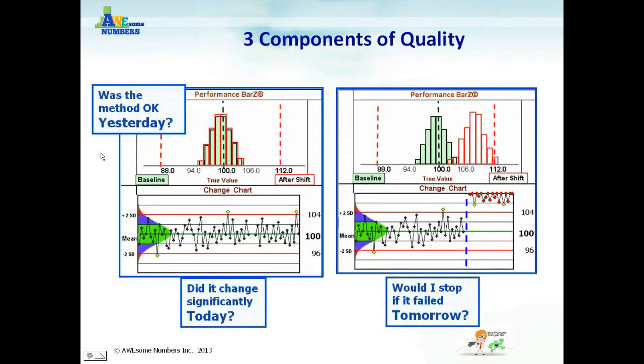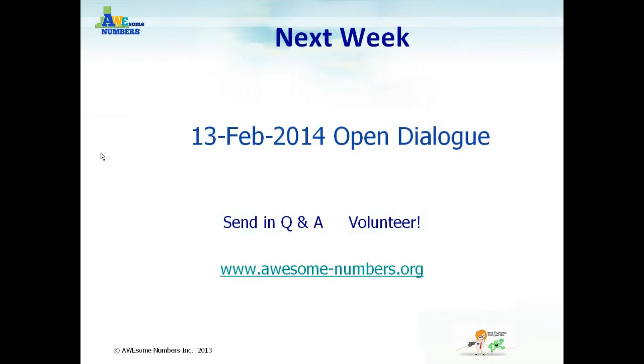And we'll end up this week with a reminder that there are 3 critical components to ensuring quality. You need to be able to answer the questions, was the method okay yesterday? How do you know? Did it change significantly today? And would I stop if it failed tomorrow? Those are the 3 questions we will be able to answer by the end of this series.